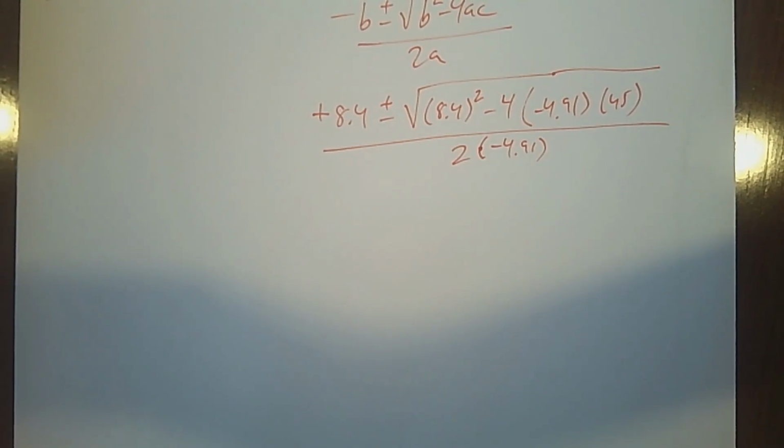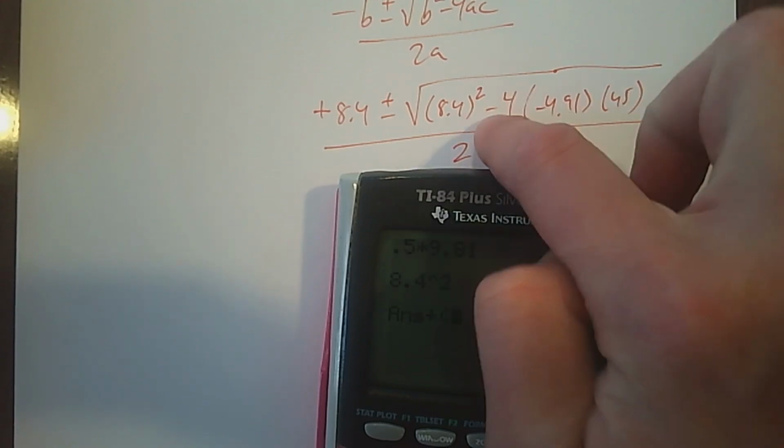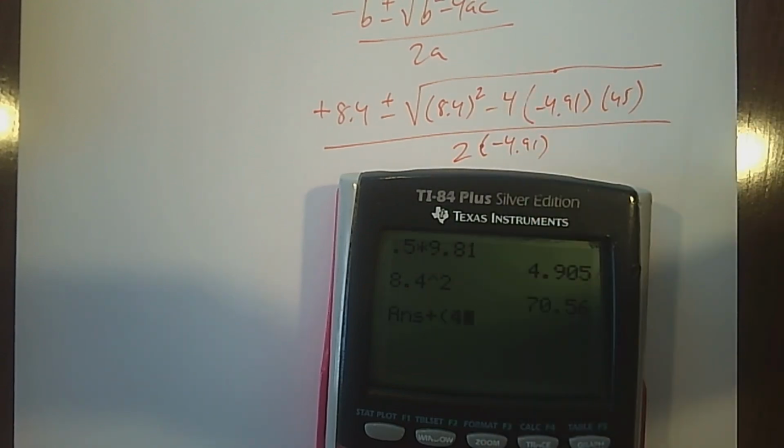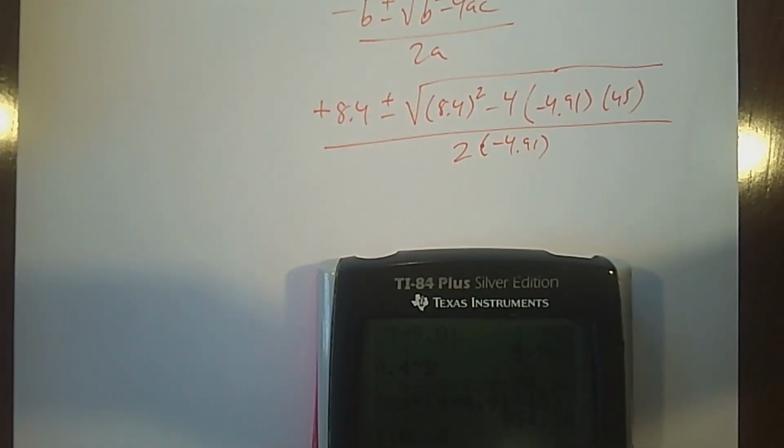Let me do the discriminant first. 8.4 squared minus, actually, we're going to do plus, because that's negative 4 times negative 4.91. So 4 times 4.91 times 45. And that is the square root I need.